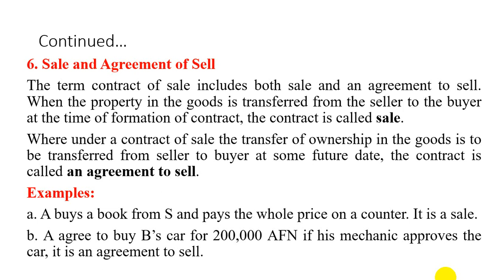See the B example. A agrees to buy B's car for 2 lakh if his mechanic approves the car. It is an agreement to sell.